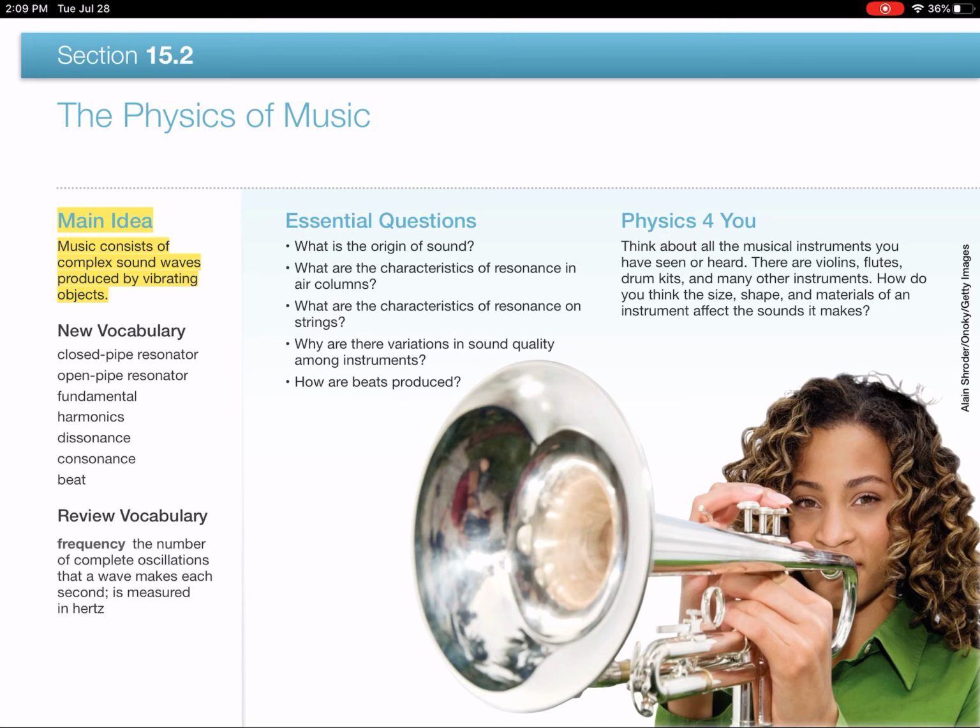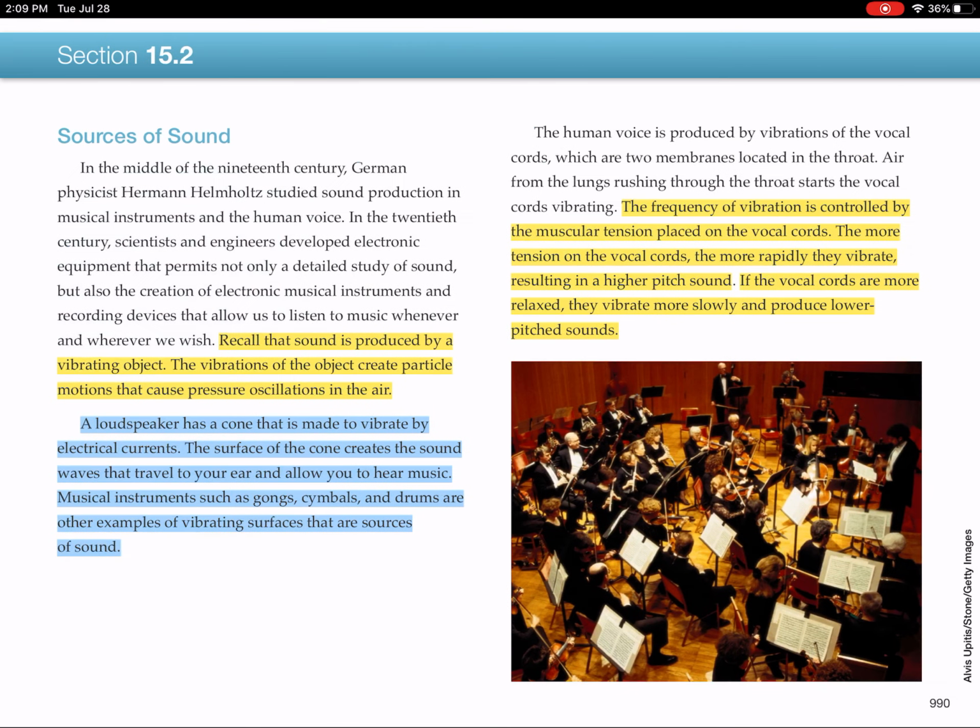And the question then becomes, how does the vibrating object vibrate? Well, you're going to find out that with the trumpet, it's the vibration of the lips. And what's interesting is that when you vibrate your lips and you blow, you're getting all the frequencies out. But then how do you get the particular sounds? Well, that's what this chapter is about.